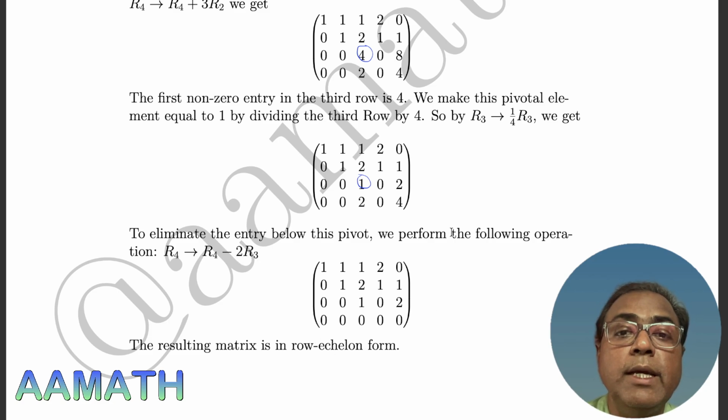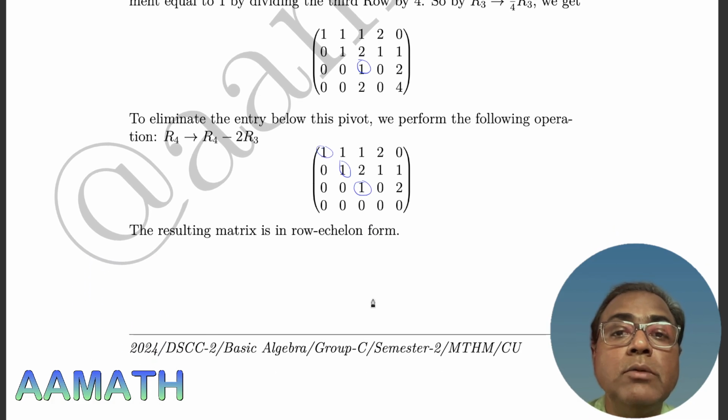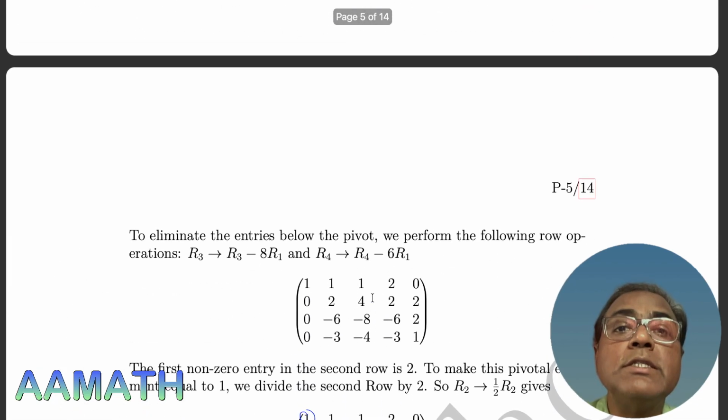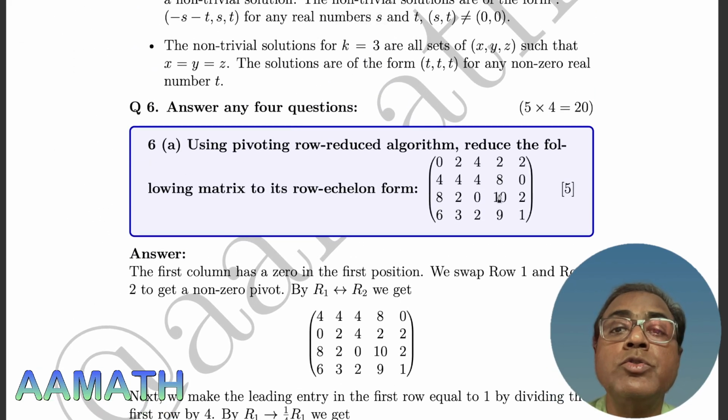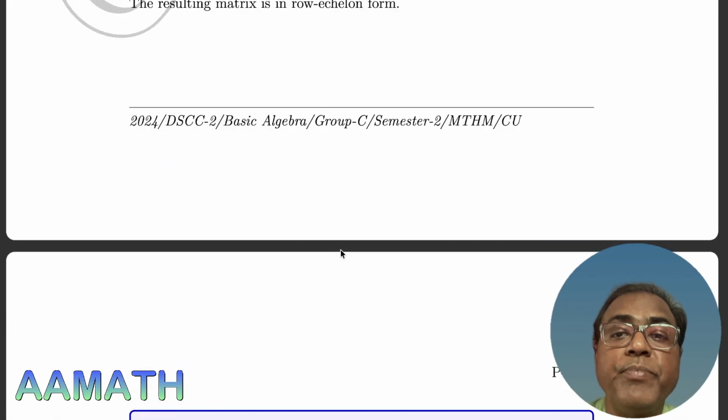So we get this matrix, and this is the leading one in the first column, this is the leading one, the pivotal element, for the second column, and for the third column this is the leading one. The non-zero rows come first, and then after them the zero rows. This is the row reduced echelon matrix. So this is the answer to the problem.